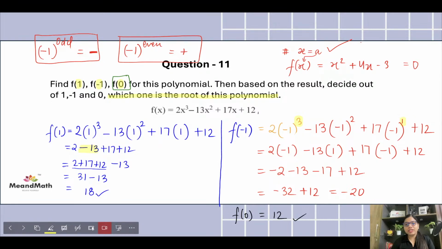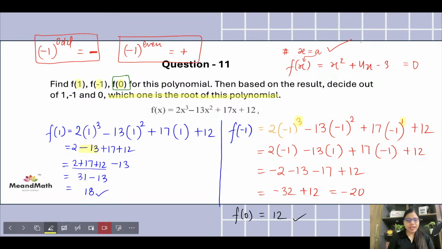Which one is the root of this polynomial? You have to think whether it's 1, -1 or 0. Which one is the root of this polynomial? Can you tell me? 1, -1 or 0? What do you think? Which one is the root of this polynomial?